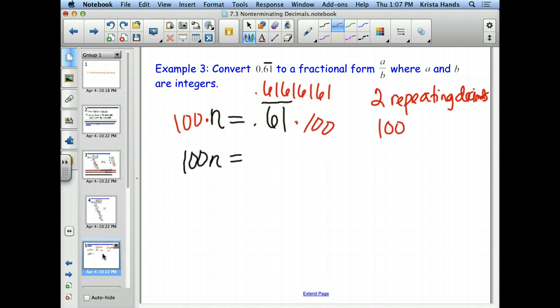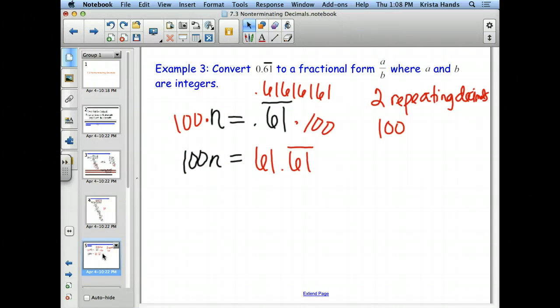So what happens if I multiply that by 100? No, it moves the decimal, Hannah, right? What will the number be now before the decimal? 61. What will happen after the decimal? It'll still have the 6, 1 repeating, right? So I'm going to write that then as 6, 1 repeating. Are we okay?